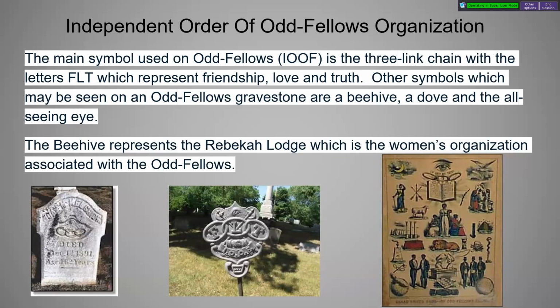The IOOF, which is, I've got to get this right, the Independent Order of Odd Fellows. It's a three-link chain, and you can see this on the bottom left, the middle, and on the right. Other ones that you might see on there are the beehive, which represents the women's part of the Odd Fellows, a dove, and the all-seeing eye again. So the beehive is the Rebecca Lodge, which is the women's organization associated with the Odd Fellows.